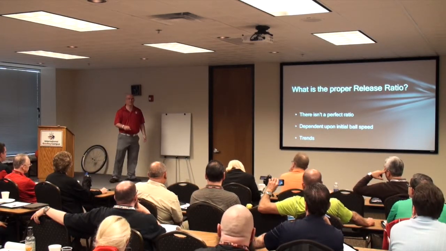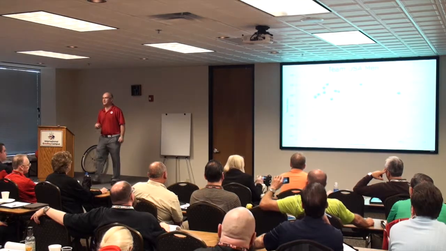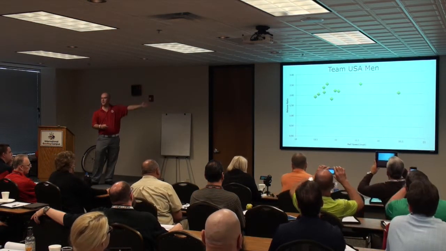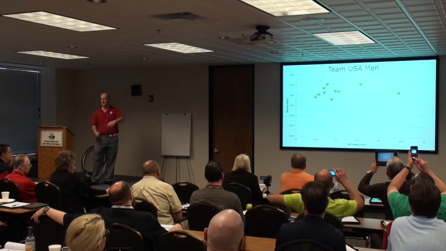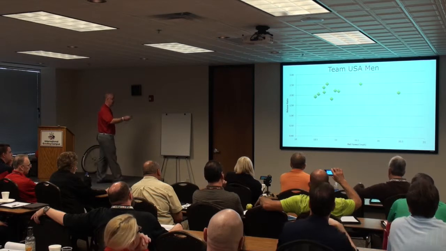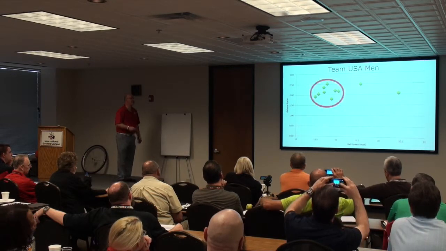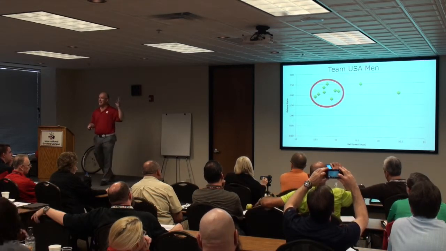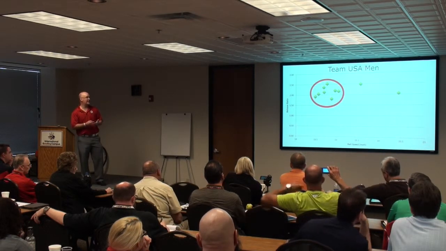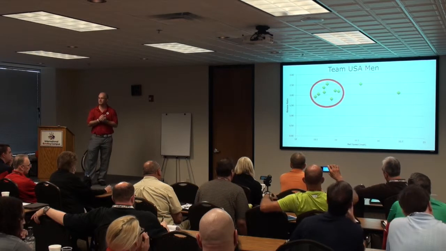So the trends that we see. This is last year's Team USA men's team. The release ratios are going up the left side of the graph. The initial ball speeds are going across the bottom. One thing that stands out to me is that, yeah, you see some differences, but really we see a big cluster. 8 out of the 10 people are all roughly around that 1.75 to 2.5 release ratio.